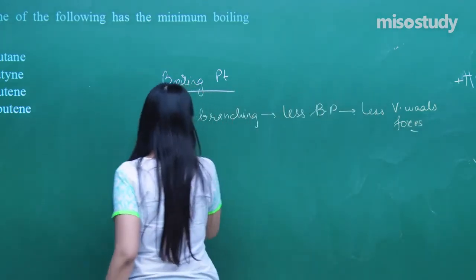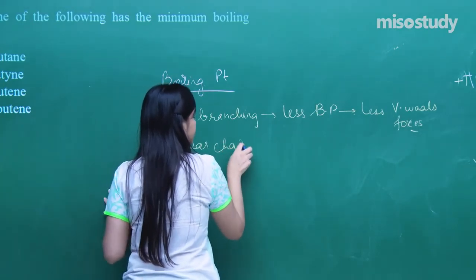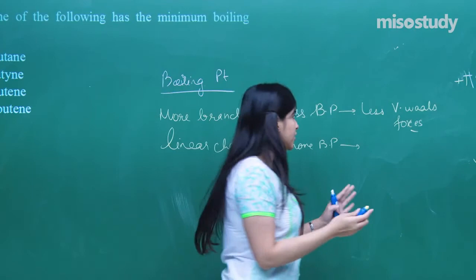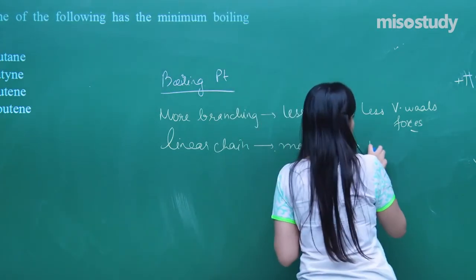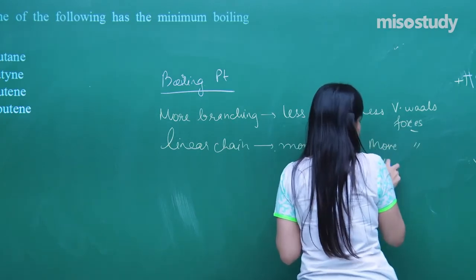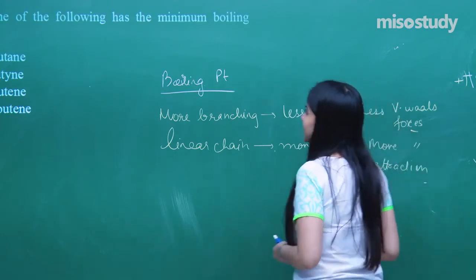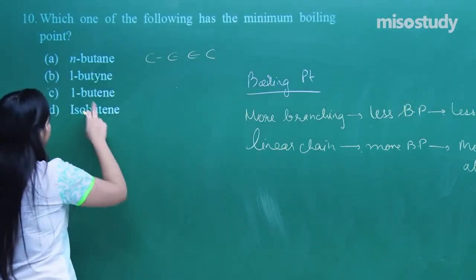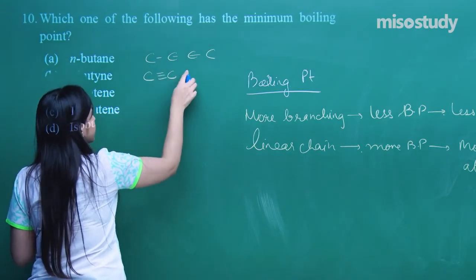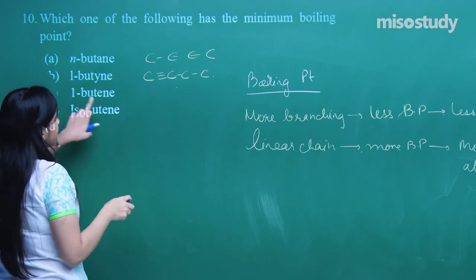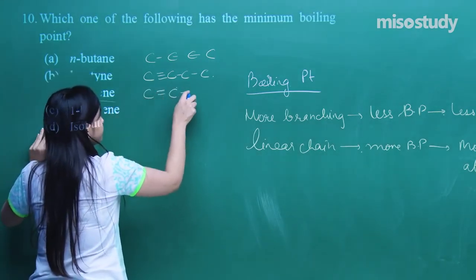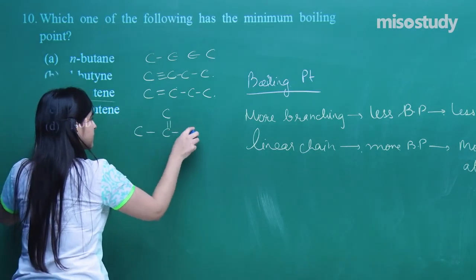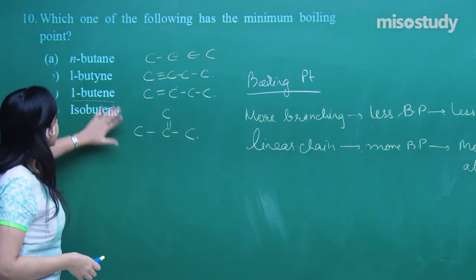So that is the concept. And if the compound is a linear chain, it will have a higher boiling point, because now in between the molecules there will be higher attraction, and more surface area as well. So it will be more van der Waals forces of attraction. Let us just analyze the options. N-butane, that means straight chain. 1-butyne, butene, and isobutene.